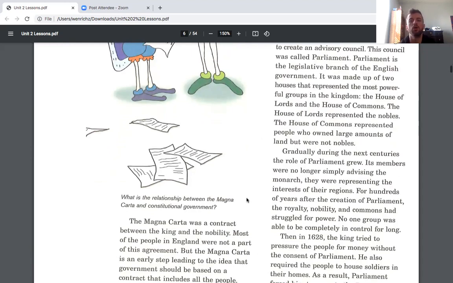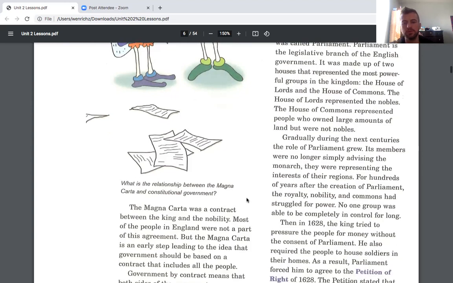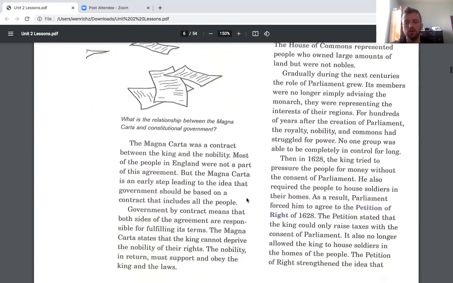Its members were no longer simply advising the monarch, they were representing the interests of their regions. For hundreds of years after the creation of Parliament, the royalty, nobility, and commons had struggled for power. No one group was able to be completely in control for long.